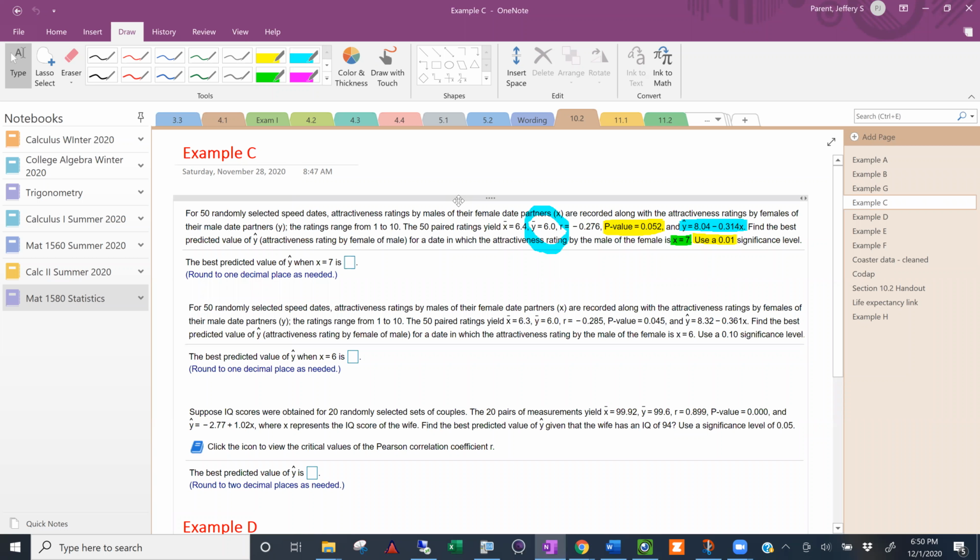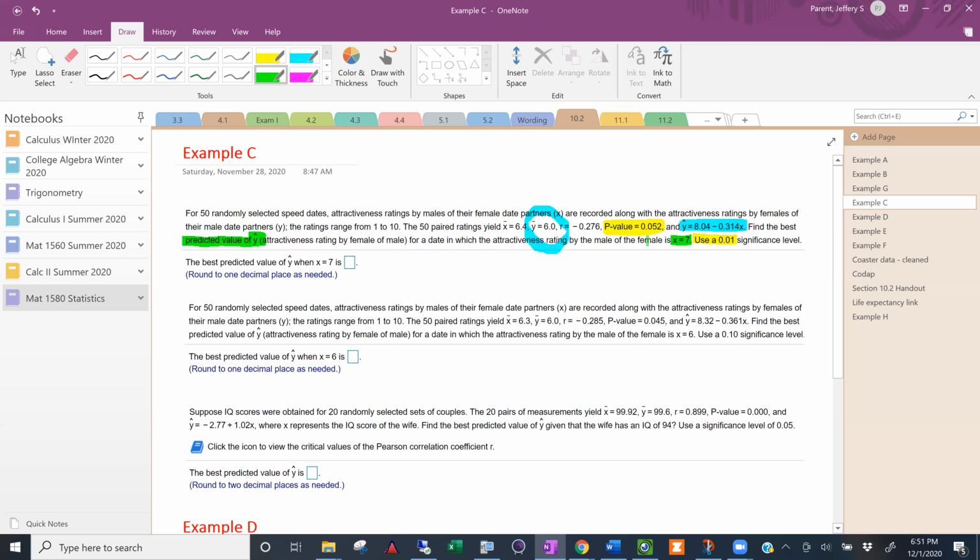For 50 randomly selected speed dates, attractiveness ratings by males of their female date partners, X, are recorded along with the attractiveness ratings by females of their male date partners. Ratings are from 1 to 10. The 50 paired ratings yield this data with a p-value of 0.052. Here's your regression equation. Find the best predicted value of y hat. So we want to find the best predicted value for a date in which the attractiveness rating by the male partner was X equals 7. Use a 0.01 significance level.